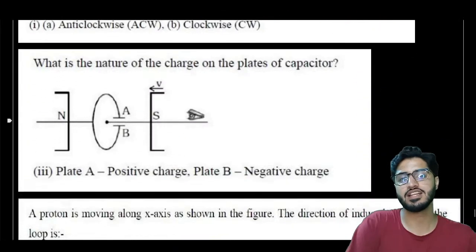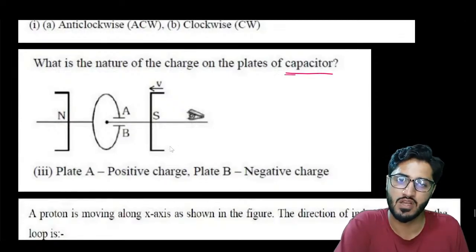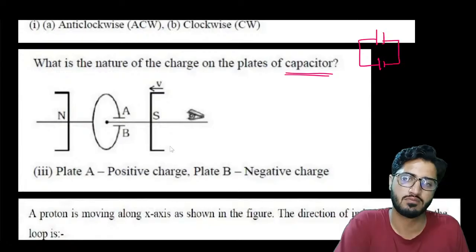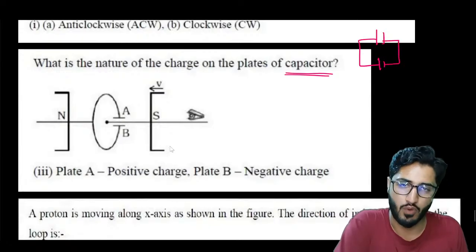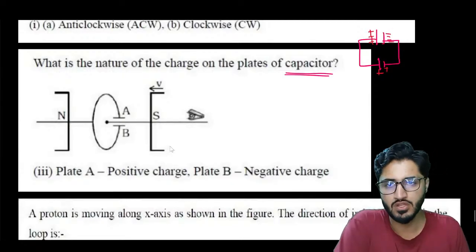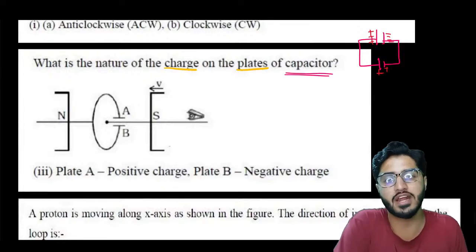Okay, now this one. In this one, we are having a capacitor. So if this is my capacitor, positive one, so here I have a positive. Negative, so I have a negative here. Here I need to find out on what plate we are having positive and negative charge.